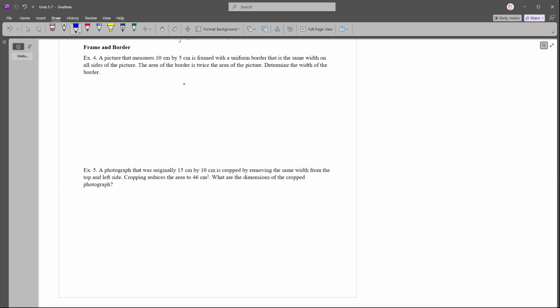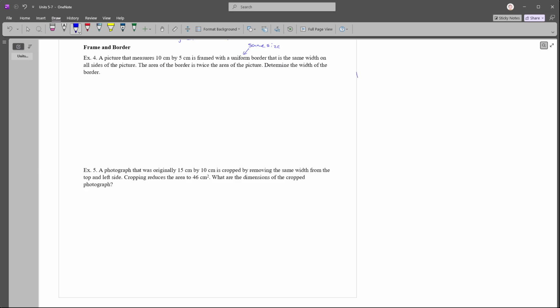So imagine this one. A big key point here is in these questions, I really highly recommend that you draw a picture if you can. So think of it like a picture frame. A picture that is measured by 10 centimeters by 5 centimeters is framed with a uniform border. Uniform means the same size. Okay, so a uniform border. So it originally started at a size like this.